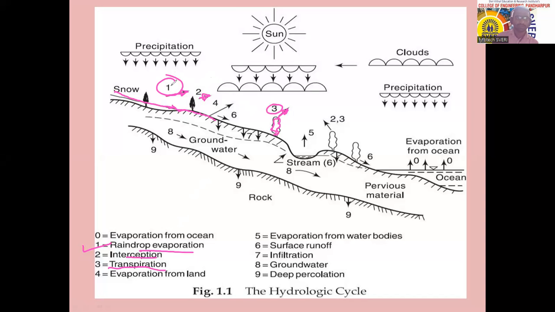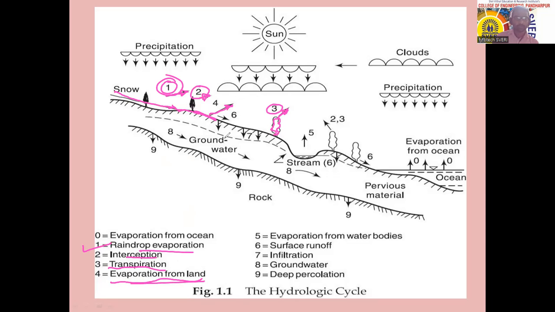We have seen one is evaporation from the raindrop. Second is interception. Third is transpiration. Then the fourth one is evaporation from the land. See, this is the earth surface. After the rain comes and goes, some of the soil is in a wet condition. After some time, that wet soil will become dry soil. So where has that water gone? It has gone in evaporation. That is evaporation from the land.